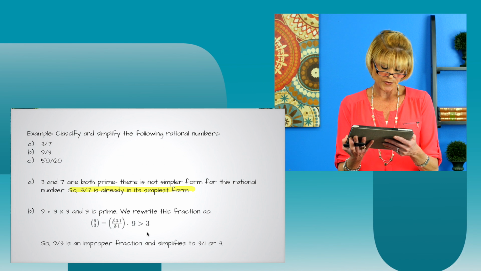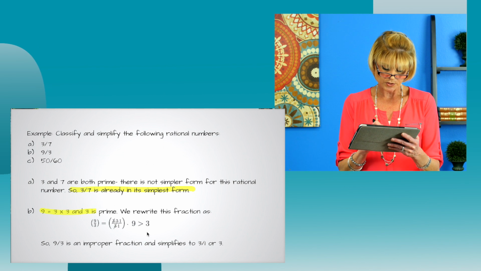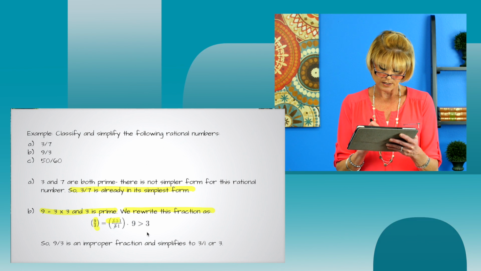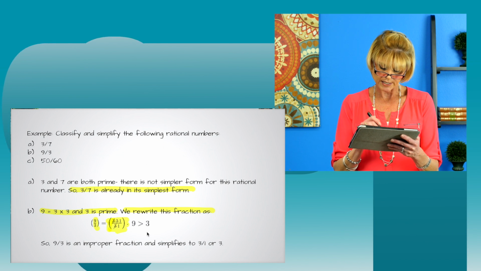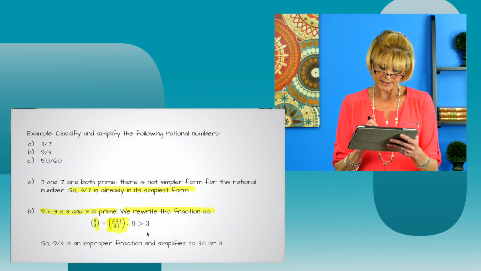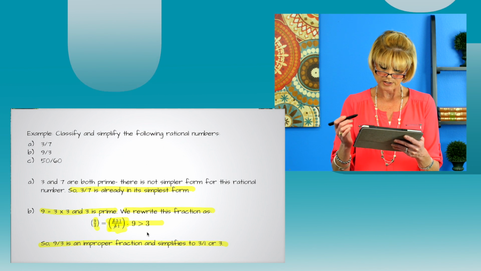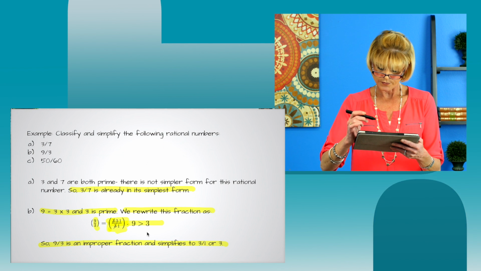How about this one, 9 over 3? Well, 9 equals 3 times 3, and 3 is prime. So we just rewrite the fraction with its prime factors, cancel out those 3's, and we get 9 is greater than 3. So 9/3 is an improper fraction, and it simplifies to 3 over 1, or 3.